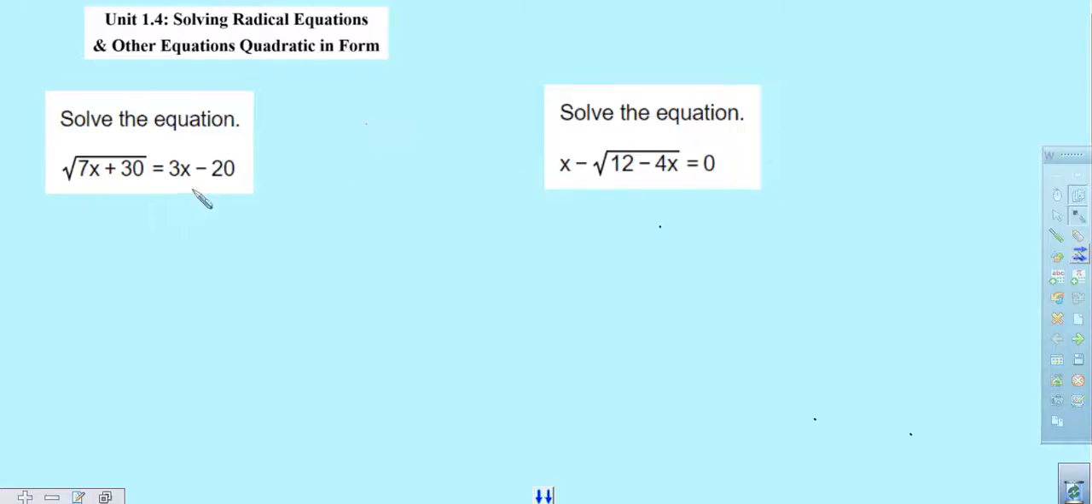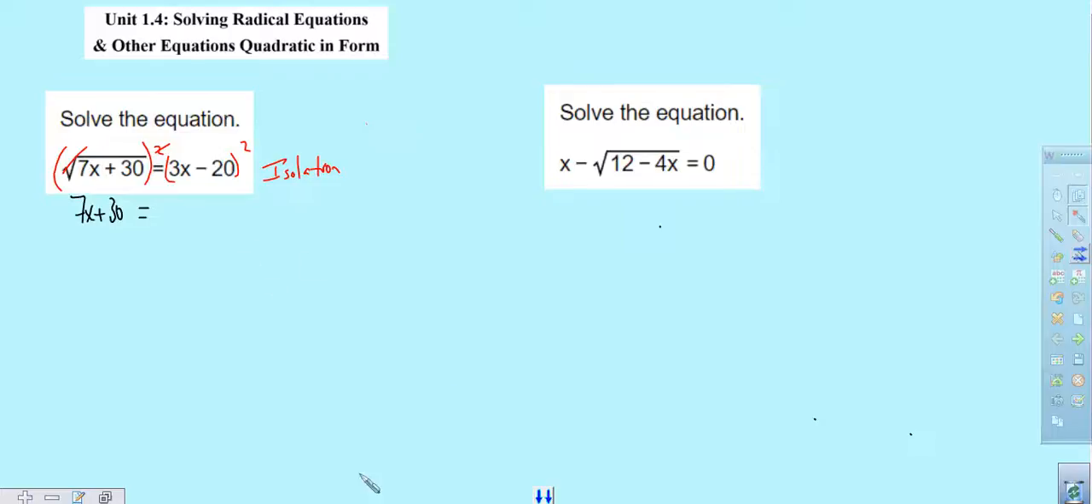So in this case here, we're ready to go because we have isolation. We have the radical isolated. And so we can just jump right in and say, okay, if we want to undo a square root, we square it because the square root and the square cancel, and that leaves us with 7x plus 30. Remember, in algebra with equations, whatever you do to one side, you have to do to the other. And so we come over to this other side and we square that.